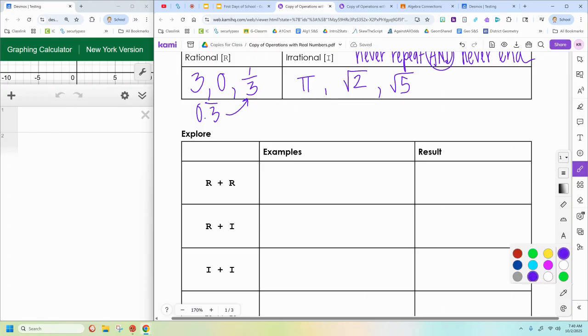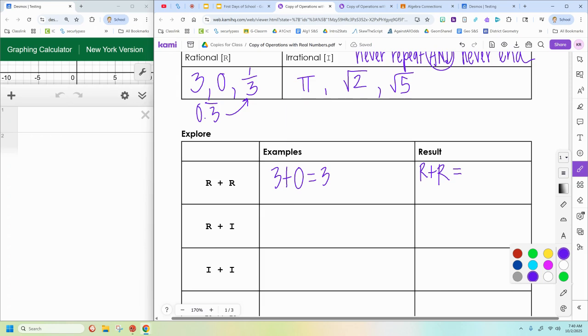Let's do 3 plus 0. Well, that one we can do in our head, can't we? What's 3 plus 0? 3. And so we just did a rational plus a rational, and what did we get as our result? I'm using R for rational. Does that make sense to everybody?